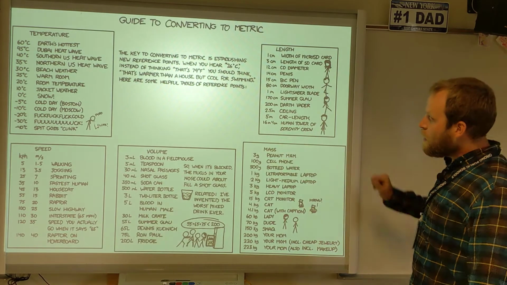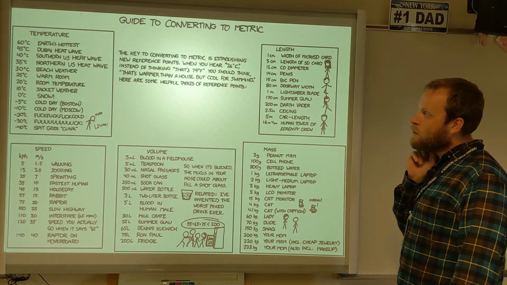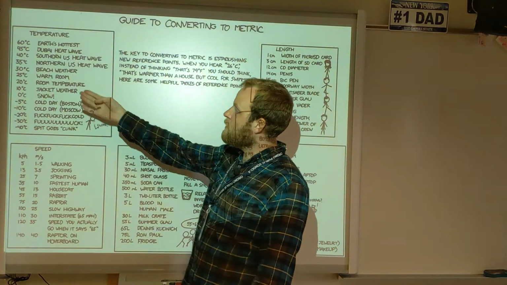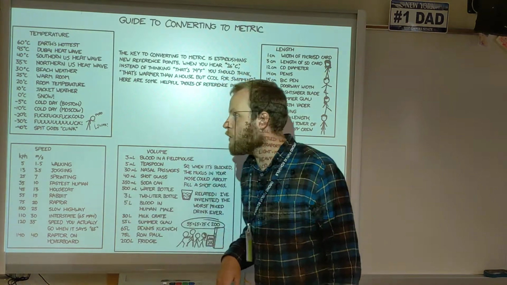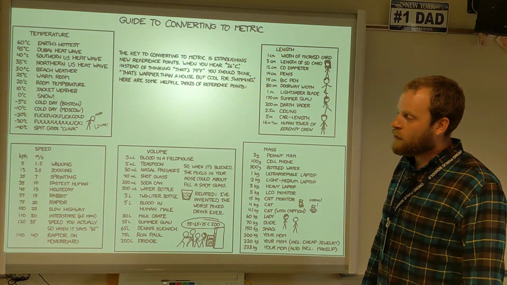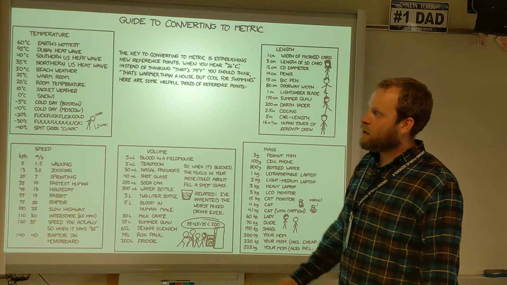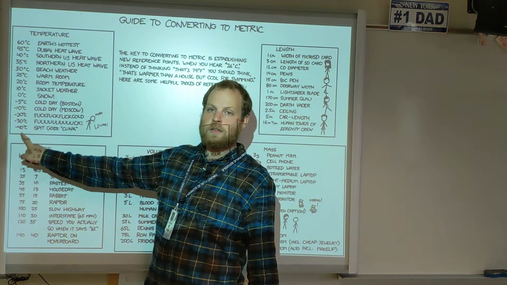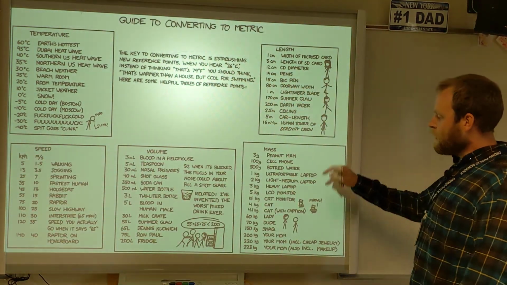So here's a whole bunch of different metric and English systems. Temperature at 60 degrees is Earth's hottest recorded temperature. At -40 Celsius, it says spit goes clunk, because by the time it hits the ground, it's already frozen. Fun fact about temperature, -40 in Celsius is the same as -40 in Fahrenheit. It's a fun fact. So you can read those. Some of them are real funny.